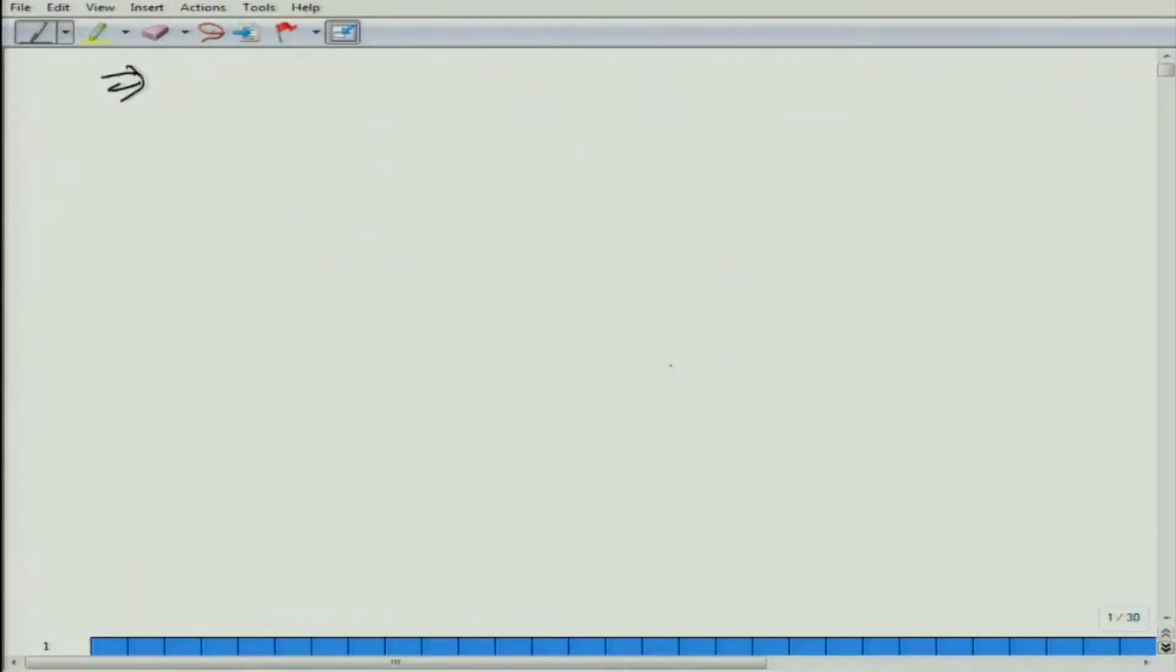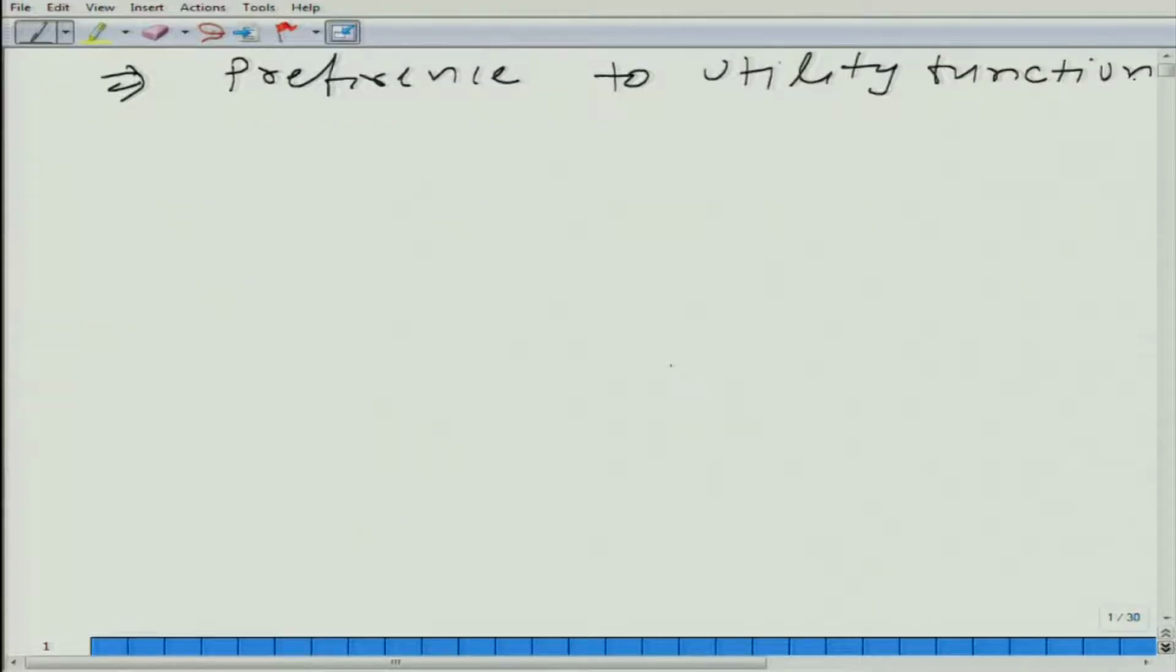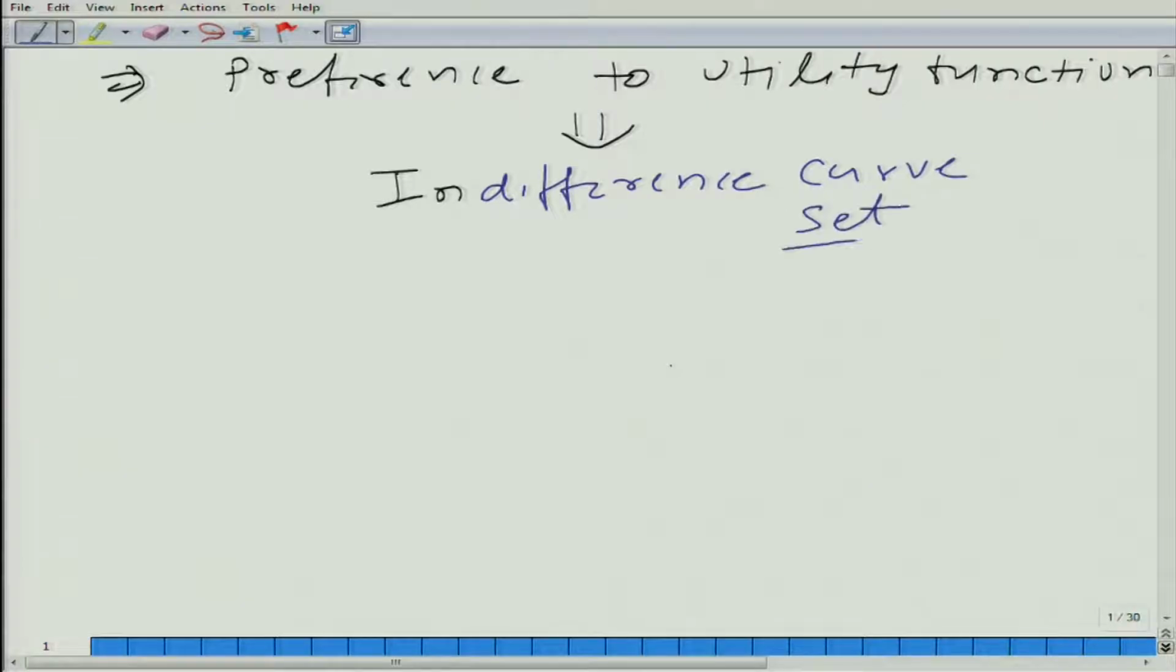Now, we talked about going from preference to utility function. What we are going to do, whether from preferences or from utility function, is talk about the indifference curve or indifference set. That is what we are going to talk about.